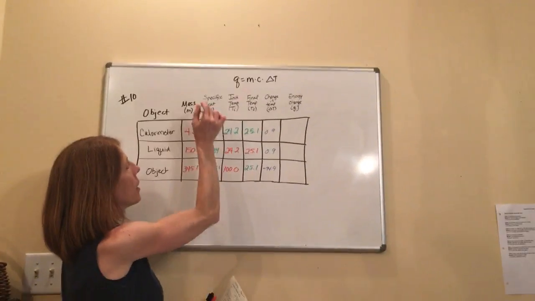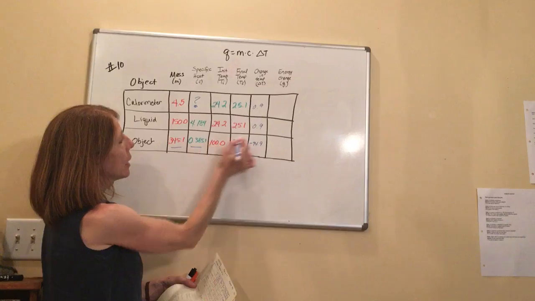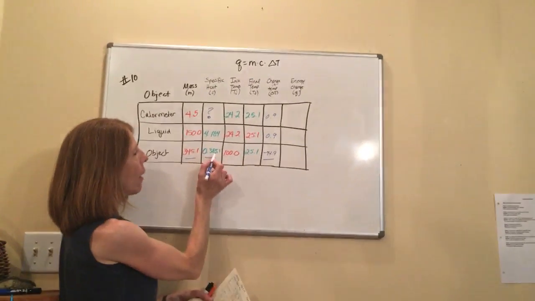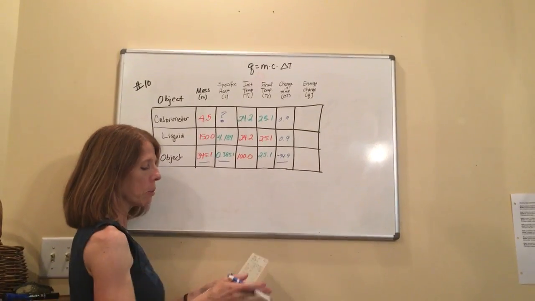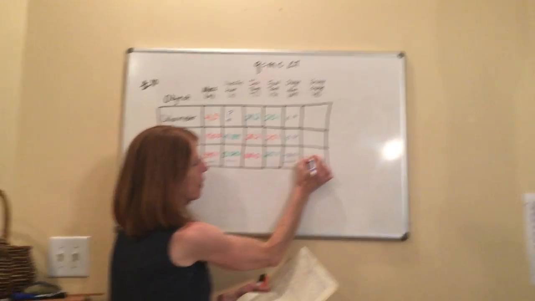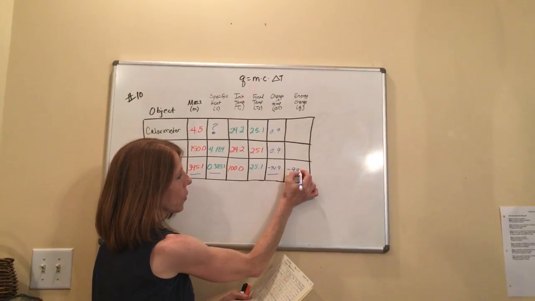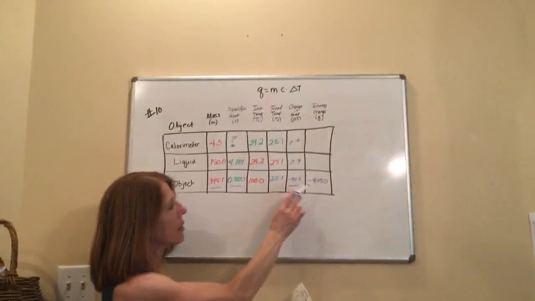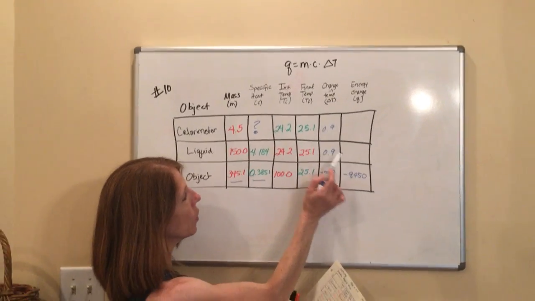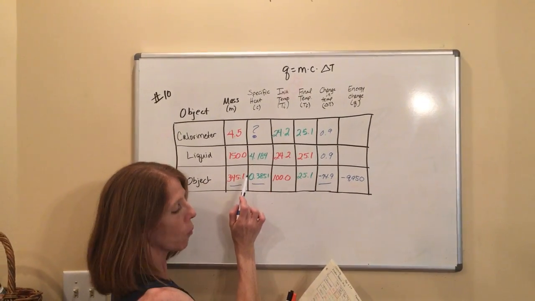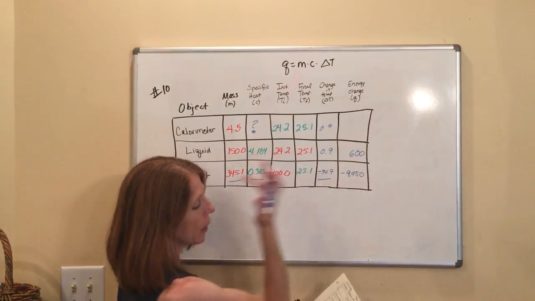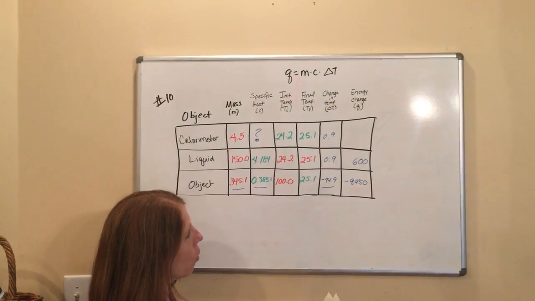Q equals M times C times delta T. So for this energy here, I'm going to multiply negative 74.9 times 0.3851 times 345.1. And with significant figures, I get negative 9,950. And the author tells us that this negative sign simply means it's releasing energy. I'm going to do the same calculation here, 0.9 times 4.184 times 150. That gives us 600.